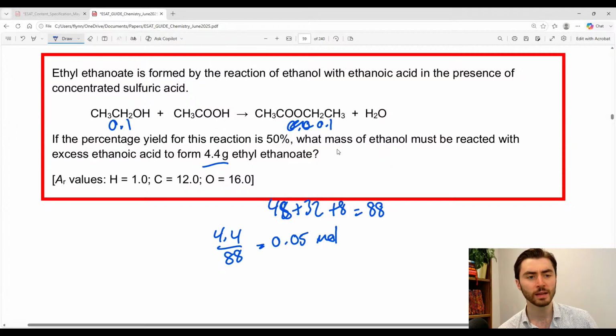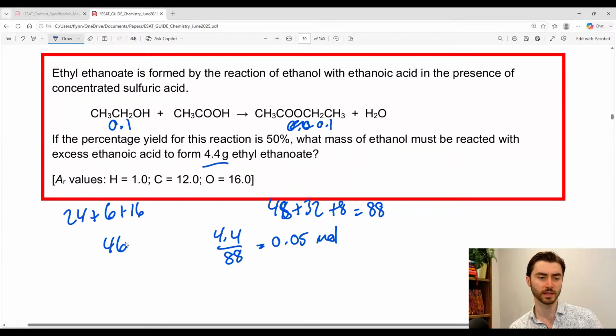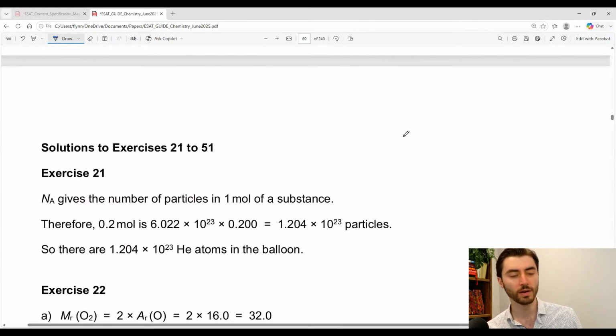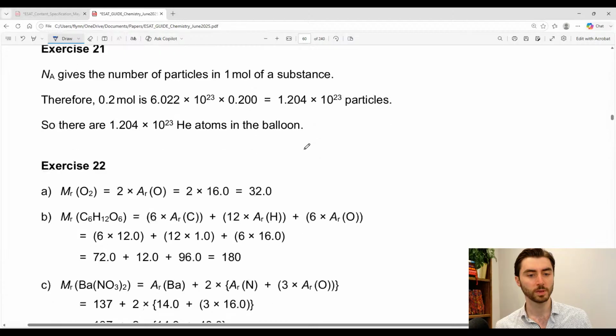Now, what's the mass of ethanol? So the ethanol is C2H6O, which is 30, so it's 46. So it should have been 4.6 grams of ethanol. Cool. All right, so that times 0.2.